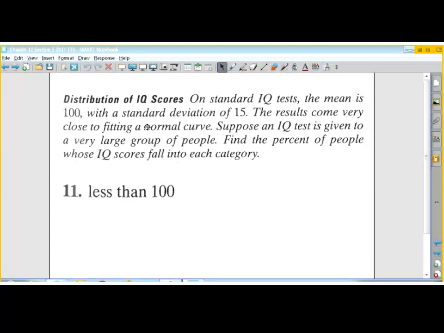So most everyone has probably taken an IQ test at one time or another. You may not remember it, but all kindergartners have to take an IQ test, and that's used for determining whether somebody should be in a, I guess, either direction, probably gifted program or remedial type thing. And the way that the IQ test is set up is such that the mean value is 100 and the standard deviation is 15. And the results come very close to fitting a normal curve.